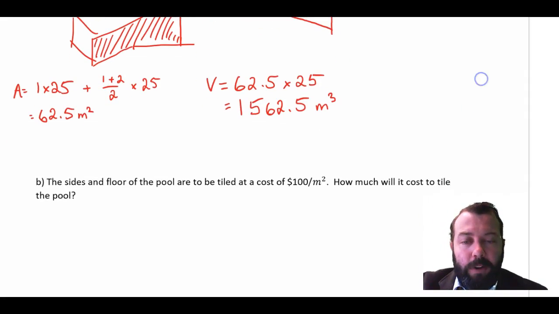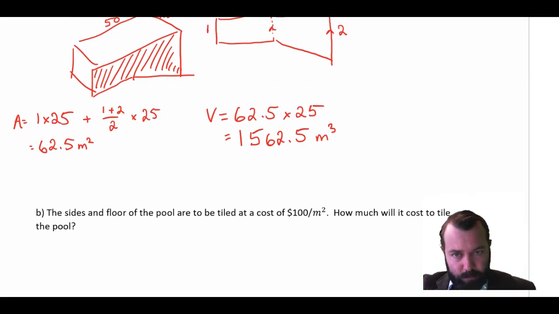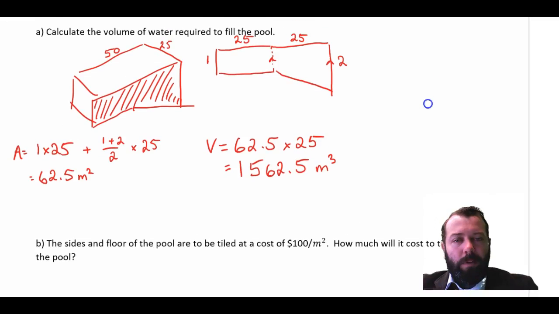Now moving along, the sides and floor of the pool would be tiled at a cost of 100 square meters. How much will it cost to tile the pool? Well, what we're really looking at here is the surface area less the top.